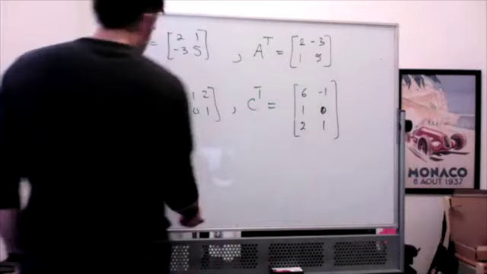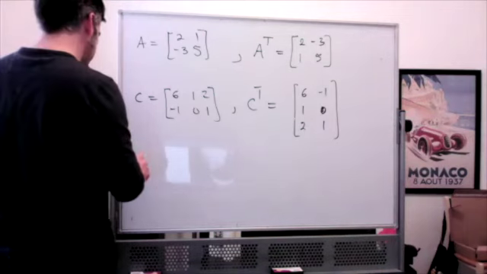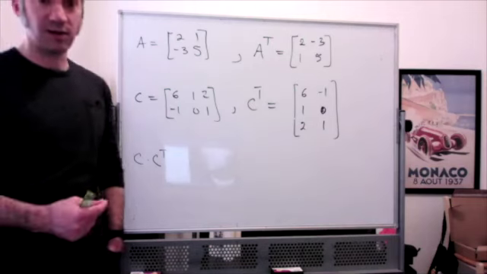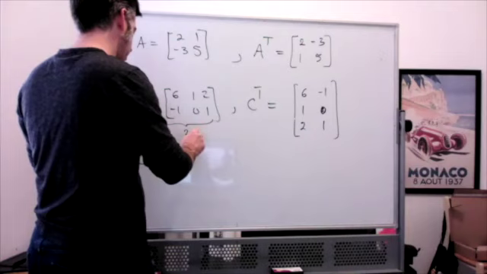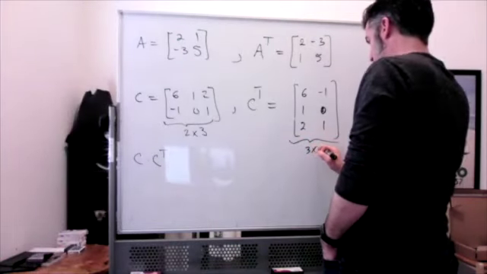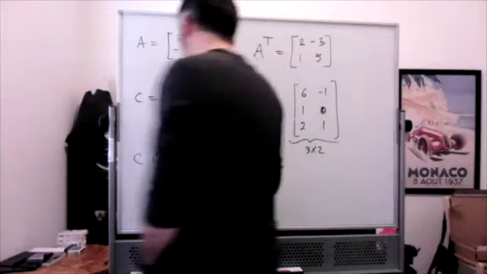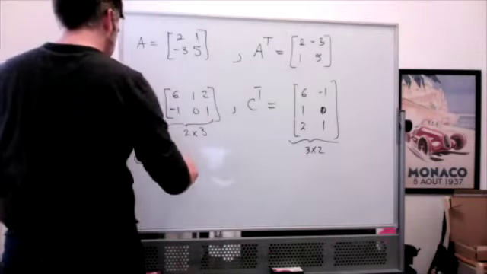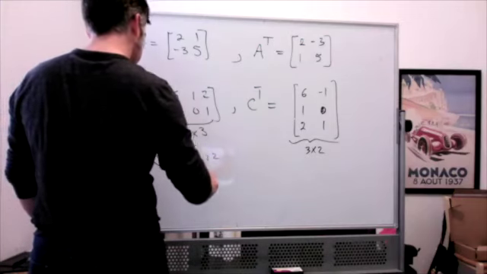Interestingly, you can always multiply a matrix by its transpose. So if you want to say, what is C times C transpose, it's definitely going to work because the inner dimensions will always match. If C is 2 by 3 and C transpose is 3 by 2, you can totally multiply them together and get a 2 by 2 matrix. So there we would get, let's see. Yeah, I guess I should write that out. That's kind of interesting.